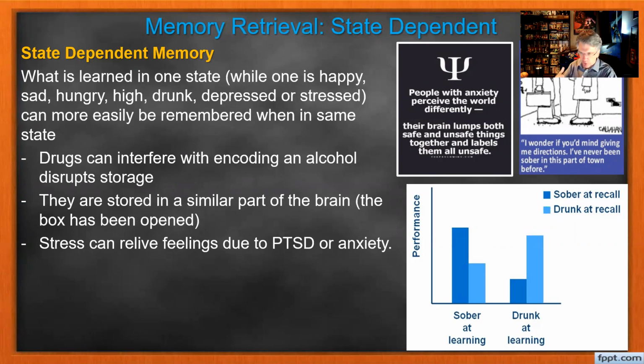And again, this is why drunk people can't remember what they did when they sober up. Drugs can interfere with encoding, and alcohol disrupts the storage, and it sort of gets in our way. State of mind, they're stored in a certain part of our brain. Stress can relive feelings due to PTSD, due to anxiety. So when we're stressed, we remember more things that make us stressed.